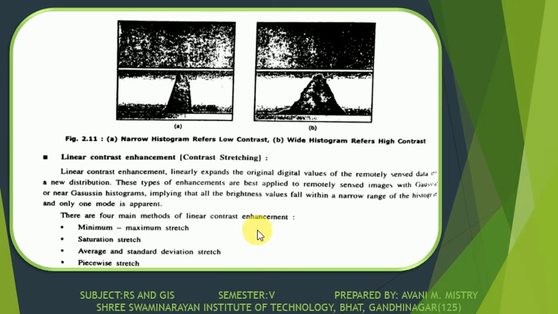The next one is linear contrast enhancement. Linear contrast enhancement linearly expands the original digital values of the remotely sensed data into a new distribution. This type of enhancement is best applied to remotely sensed images with a Gaussian or near Gaussian histogram, implying that all the brightness values fall within a narrow range of the histogram and only one mode is apparent. There are four main methods of the linear contrast enhancement.